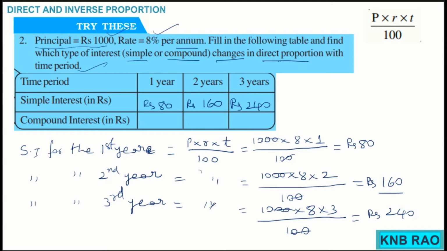Children, now we will go for finding compound interest. Do you know what is the formula to find compound interest? Yes, it is P into 1 plus R upon 100 raised to the power T. This portion gives the amount. From the amount, if I take out the principal, I will get the compound interest. Let us calculate.